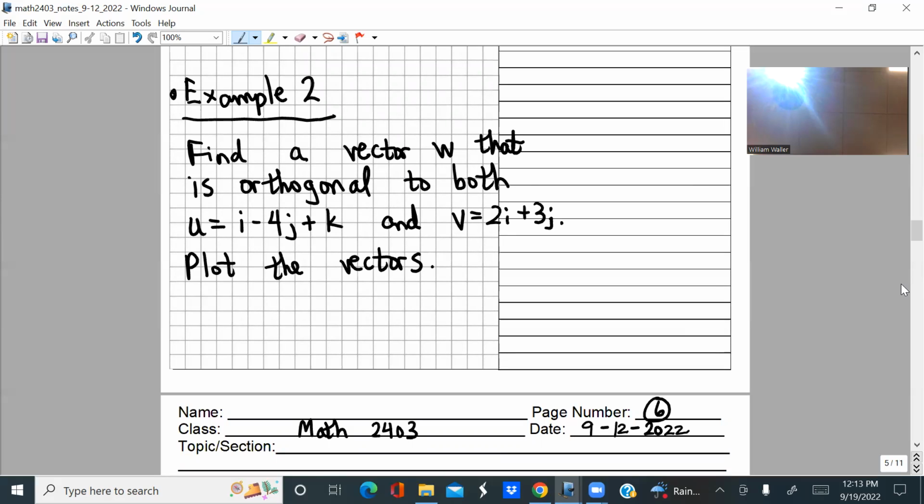All right, so suppose we have these two vectors. So i minus 4j plus k, and then the second vector 2i plus 3j. Notice that the third component is missing, right? So that's 0. So this is plus 0k. All right. And so the first part of the problem is actually easy. It just says find a vector w that's orthogonal to both of these vectors. Well, you know how to do that, right?